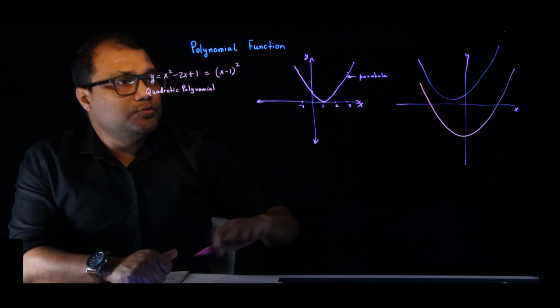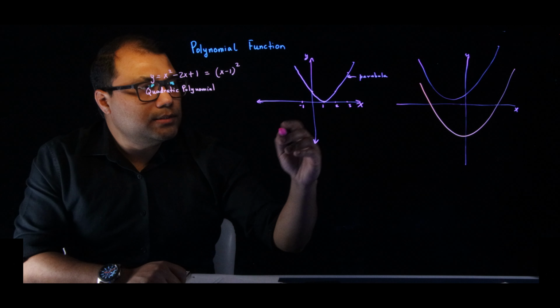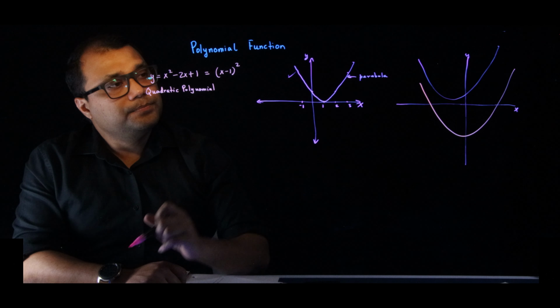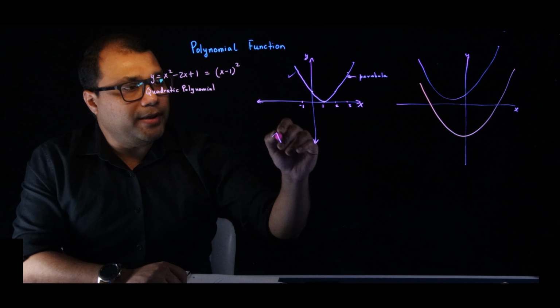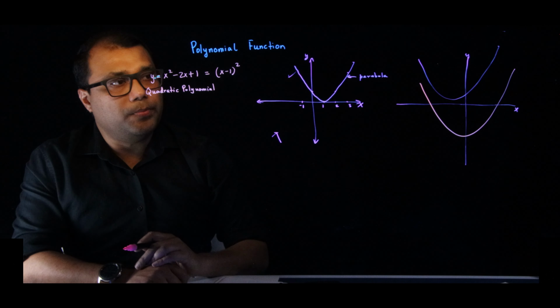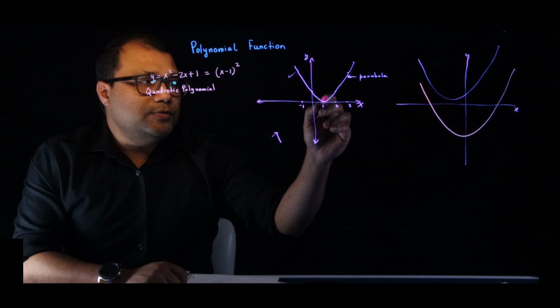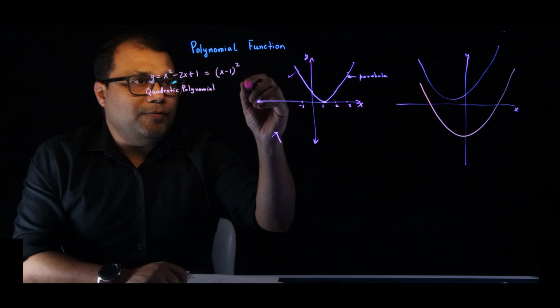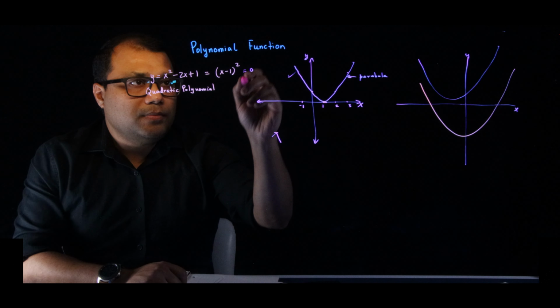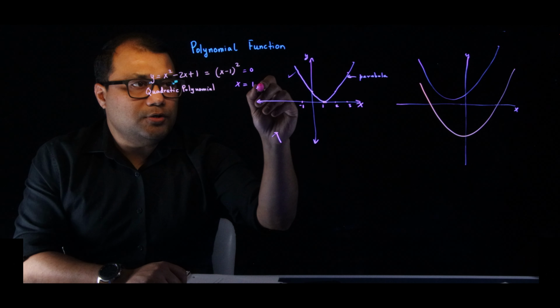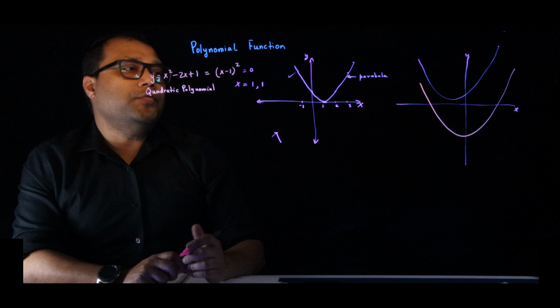Now a couple of things we must remember. Number one, this is a continuous curve. This is a smooth curve. There are no sharp ends like this. So there is no sudden change in slope. And roots of the curve are found by equating y equals 0. So when y equals 0, the root that we find is 1. In fact, there are two roots and both are equal to 1.